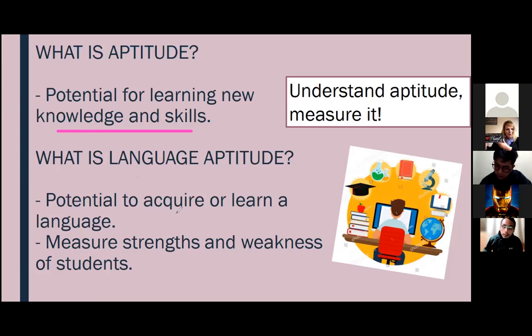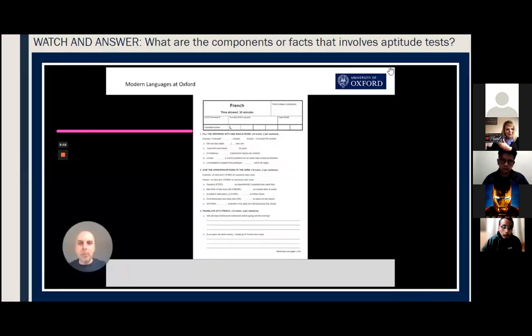But in order to understand aptitude better, because it's not a well-studied topic, we have to know how to measure it. So in the book, there were some examples of how to measure it and different components of aptitude. We are going to watch a video where a teacher is explaining how an aptitude test works, and then we can have a better idea about what aptitude is.